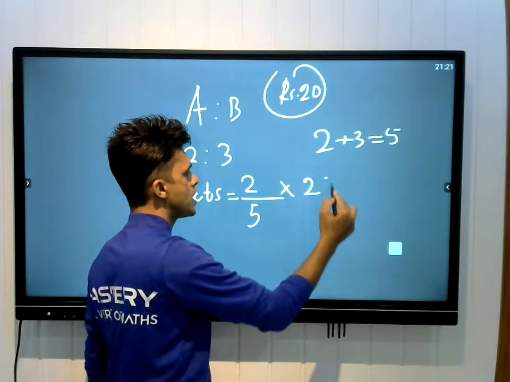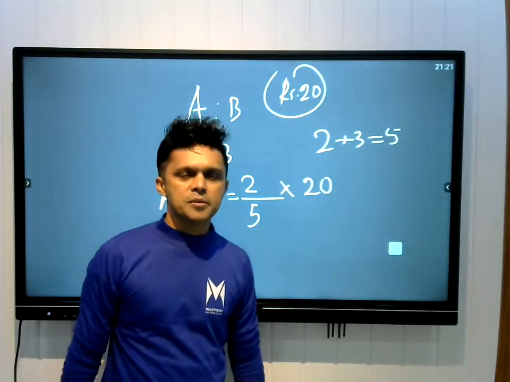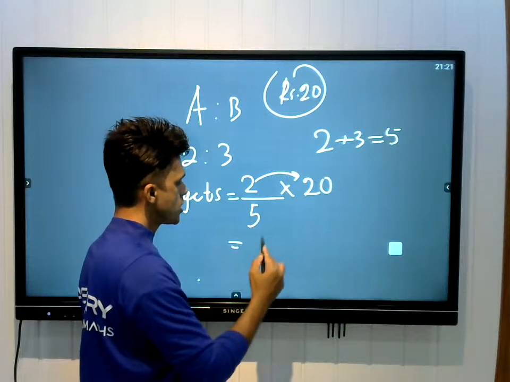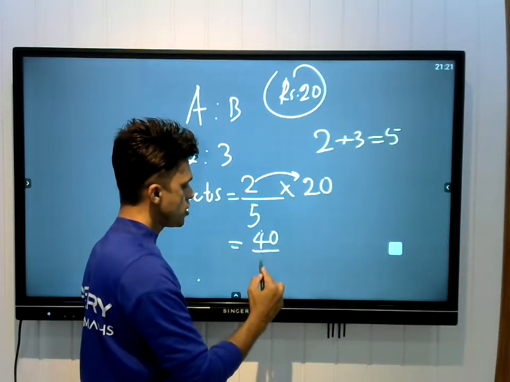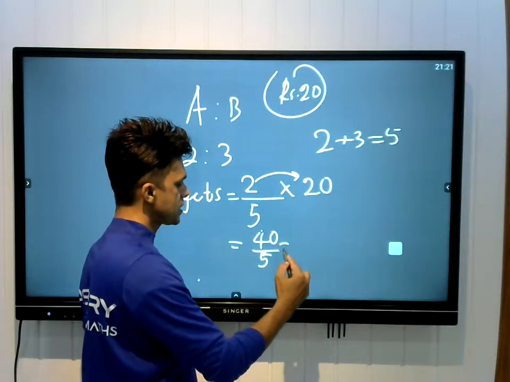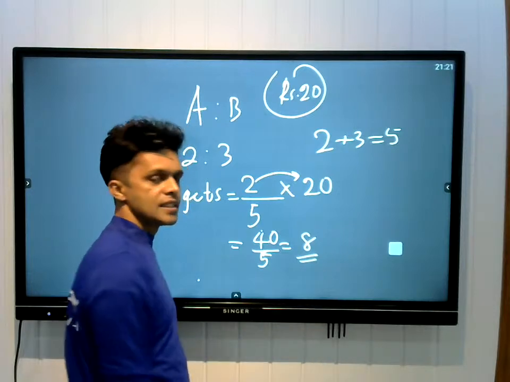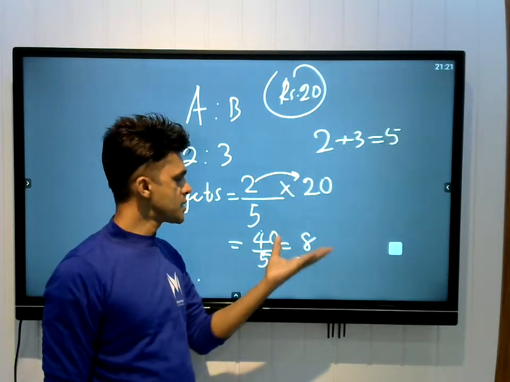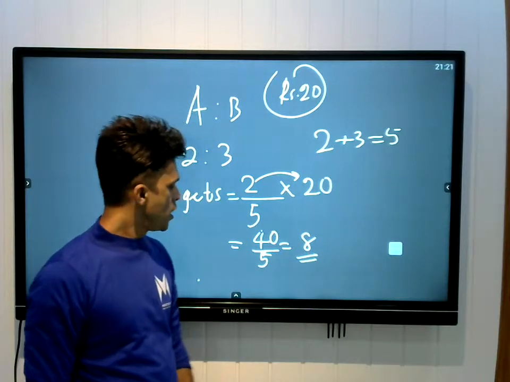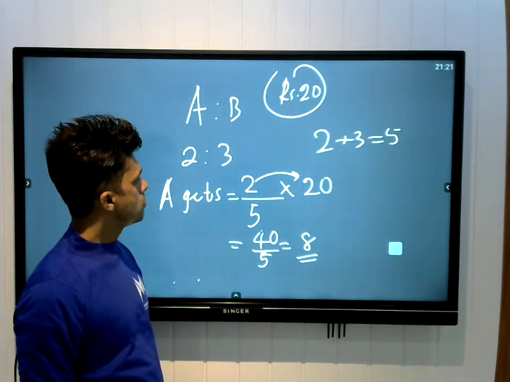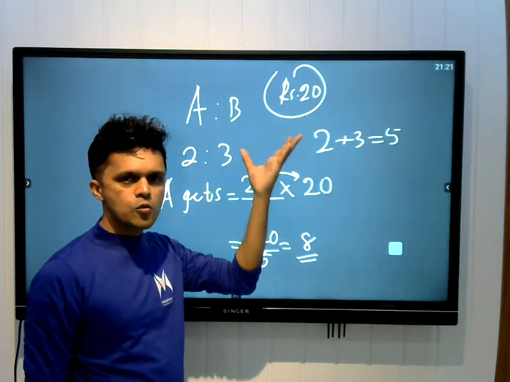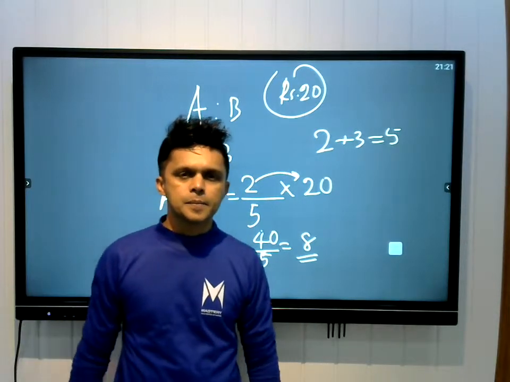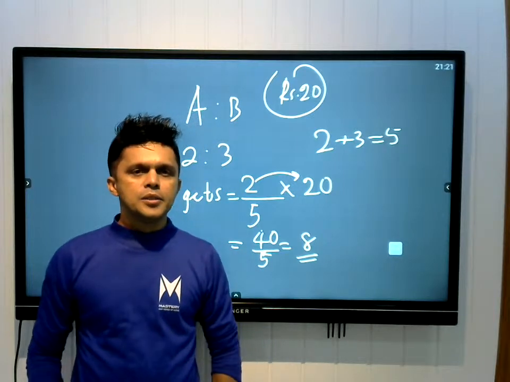When 20 rupees is divided, how can you get the answer? You multiply this 2 and this 20. 2 times 20 is 40. 40 upon 5 is 8. This is the answer. So when 20 rupees is divided between A and B, the amount taken by A is 8 rupees.